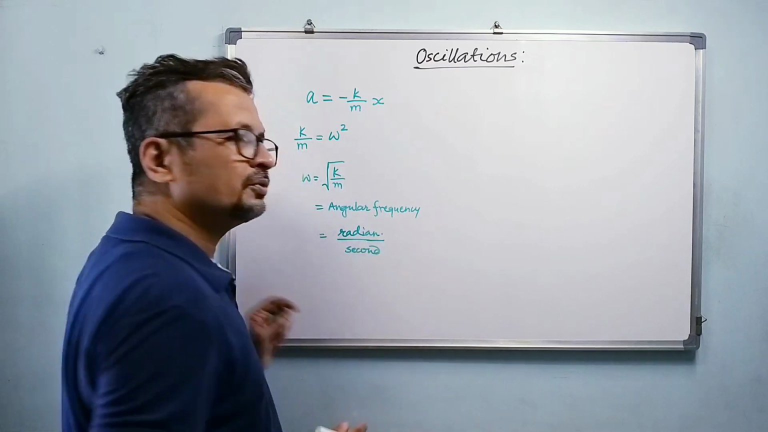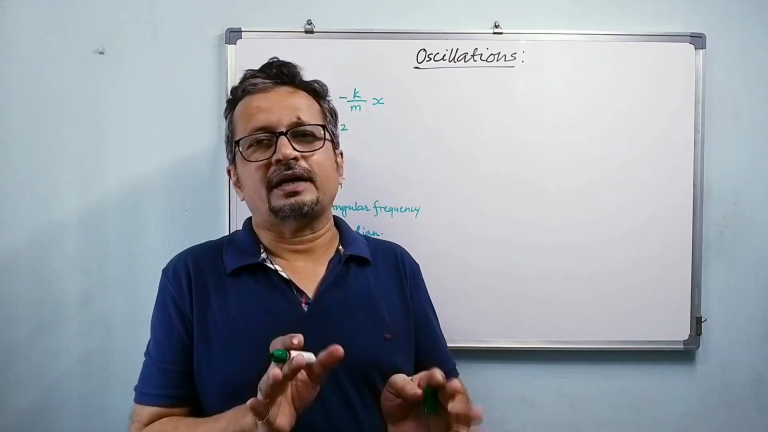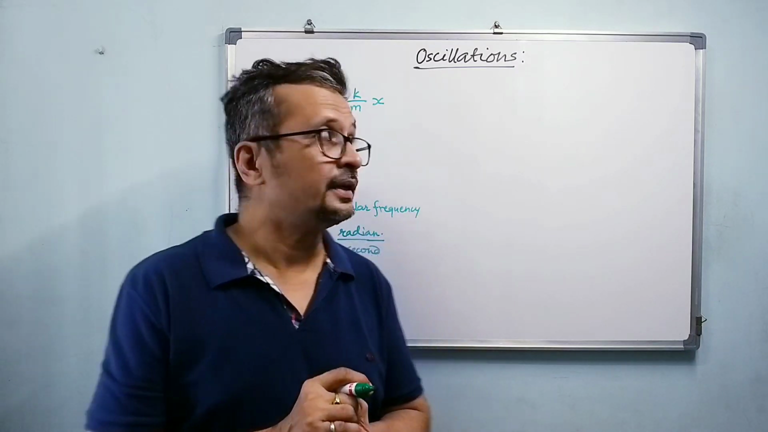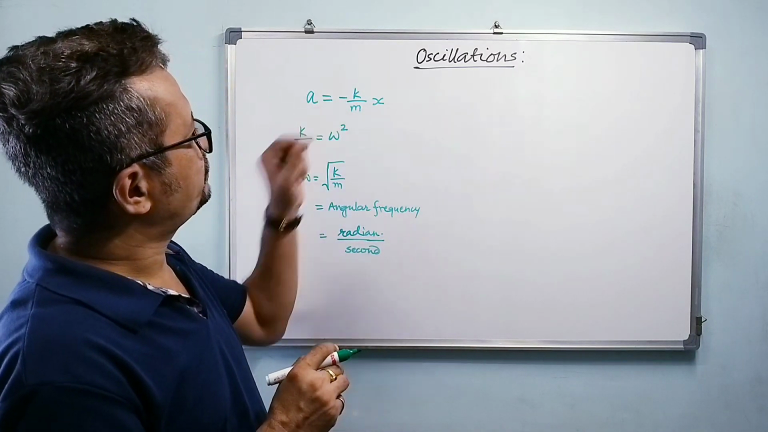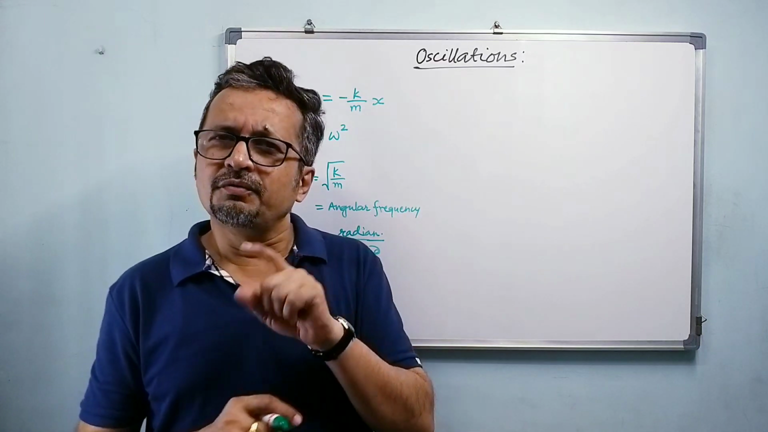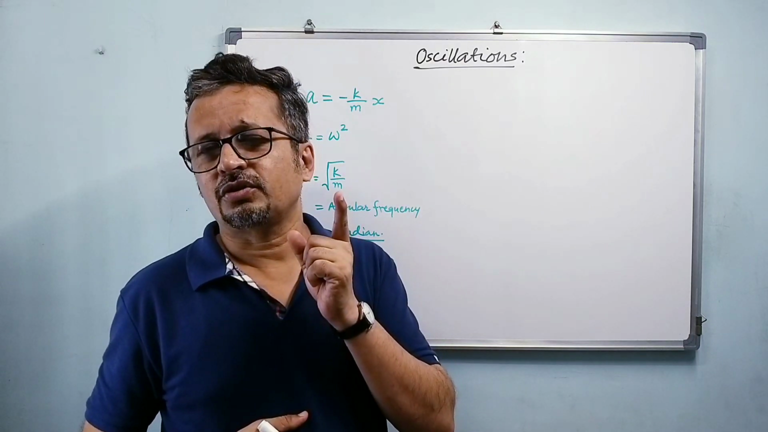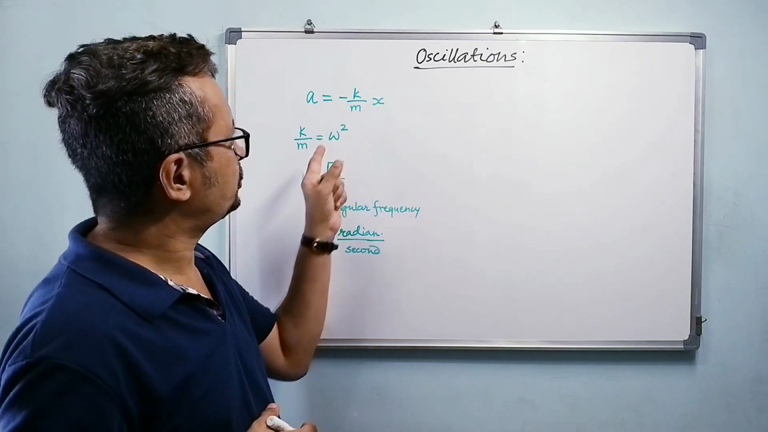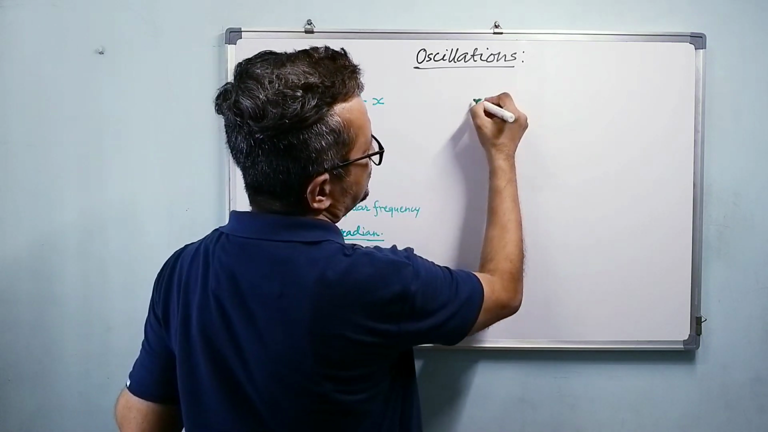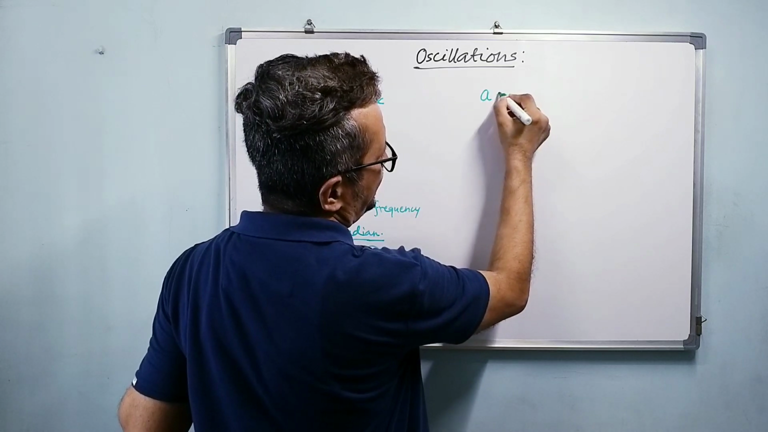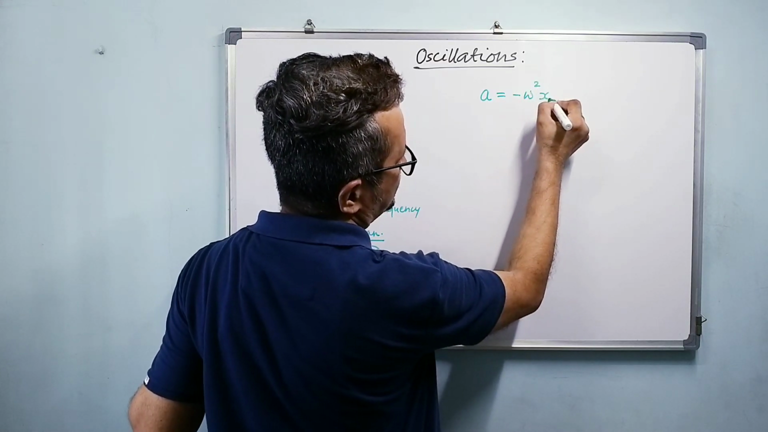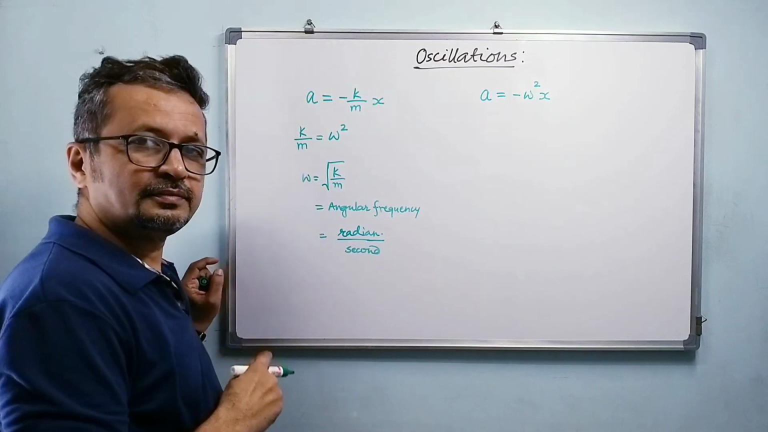Okay, so you just keep that much in mind at this point of time. Okay, now let us make use of this. We had that differential equation of SHM, and it was something similar to this, right? So I'm going to write here as my a is equal to minus omega square into x, correct?